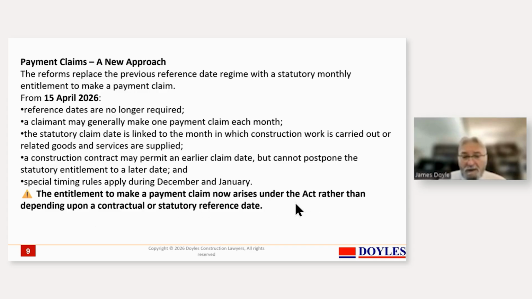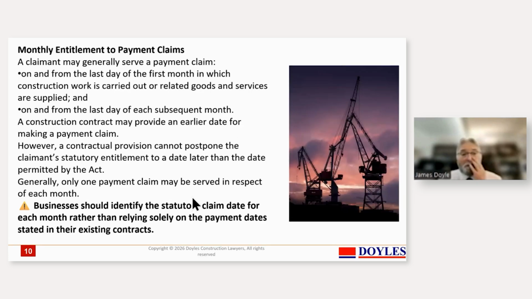So now it arises under the Act. You have a right under the Act to make the claim, rather than depending on a contractual or statutory reference date, which was a worry. So you've got a monthly entitlement to payment claims, on and from the last day of the first month in which construction work is carried out or related goods and services are supplied. So that's when you think. The last day of the month is when you should put your claim in. So on every project, you should be fronting up with a claim that's ready to go on the last day.